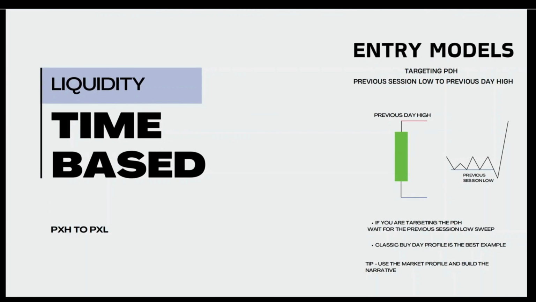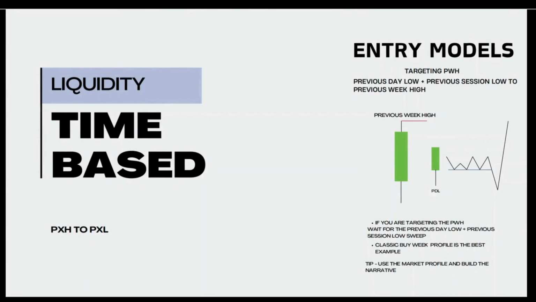Previous session low to previous day high is the most important thing here, because you got the previous day high as draw on liquidity. You can just frame the model simply by targeting the previous day high, which is in previous session low to the previous day high as draw on liquidity. And that is a classic buy day profile there. So tip number 1, use the market profile and build a narrative. That's all. And we got the previous week high, right?